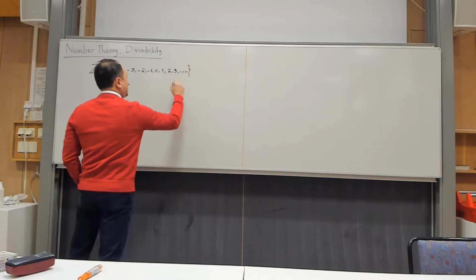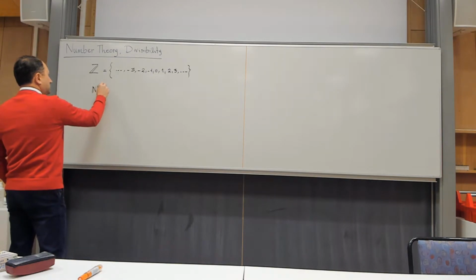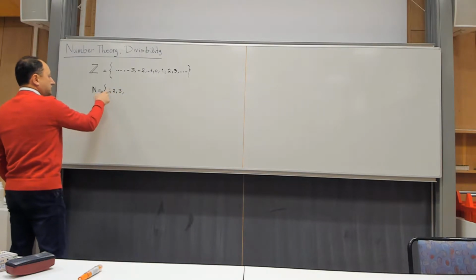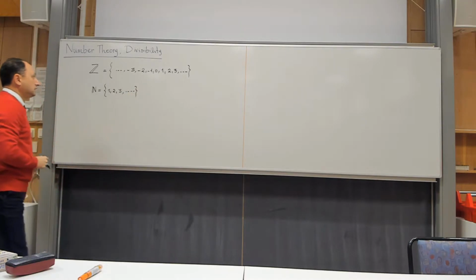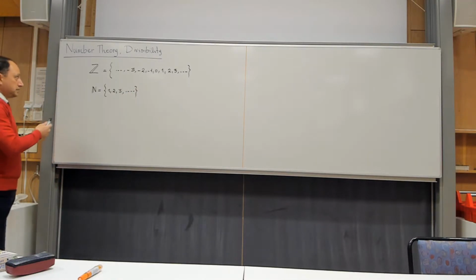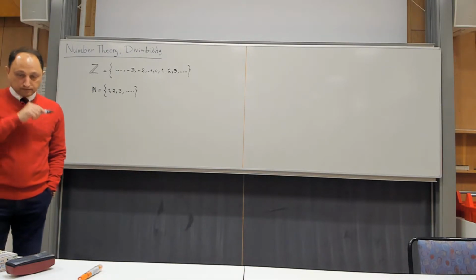Etc. And then I will take N, the set of natural numbers starting from 1. Okay, so this is the convention that I will use. Some books start from 0. I think your book also starts from 0. So mainly we want to study the properties of the set of integers.